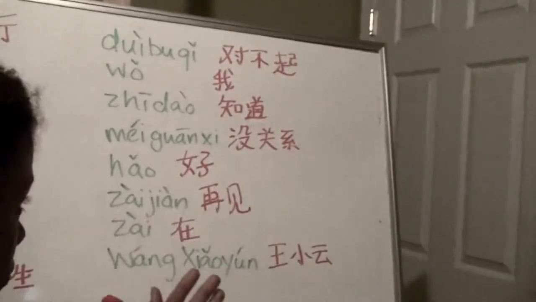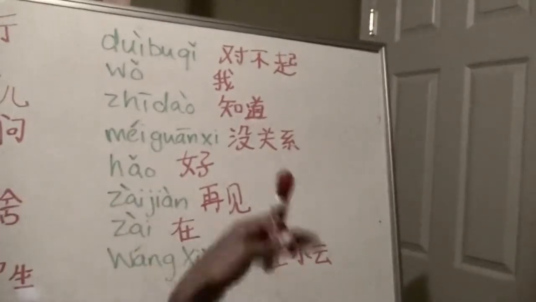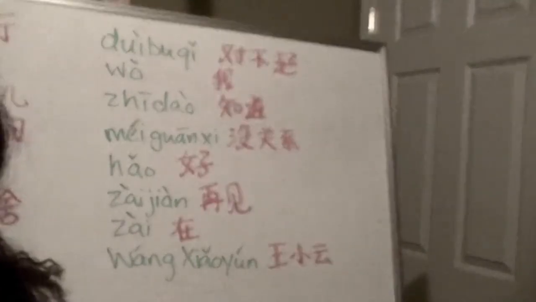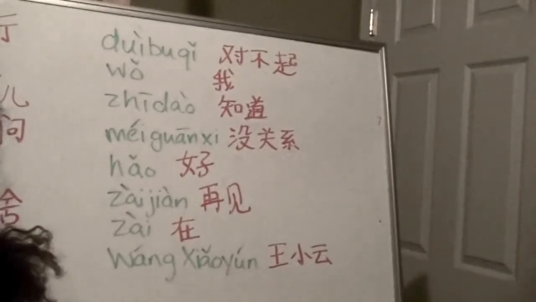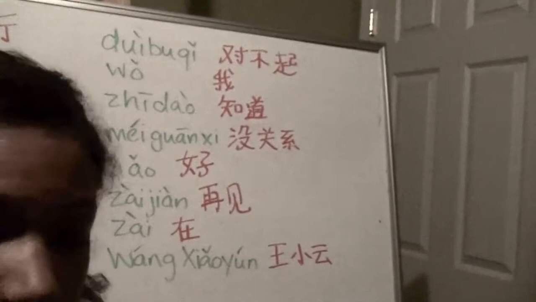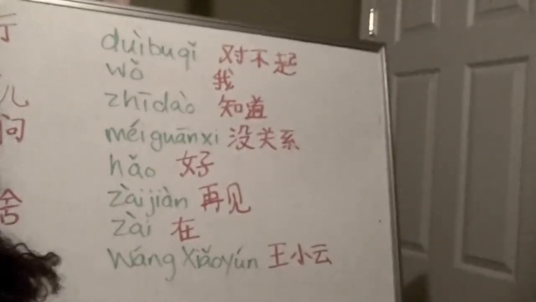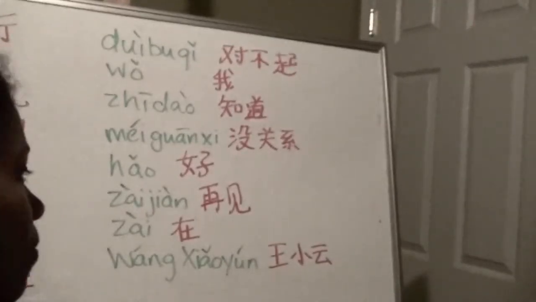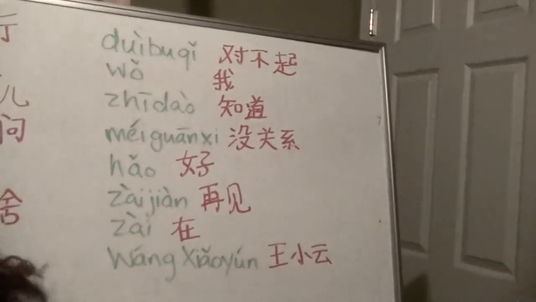知道没关系. I won't try to break all of it down, but it just means don't worry about it, it's okay. If someone steps on your foot and they go oh 对不起, you can say 没关系, it's okay, don't worry about it. Or if you step on someone's foot you can say 对不起, and they will say 没关系 or 没事. 好, so good or okay. 再见, goodbye.